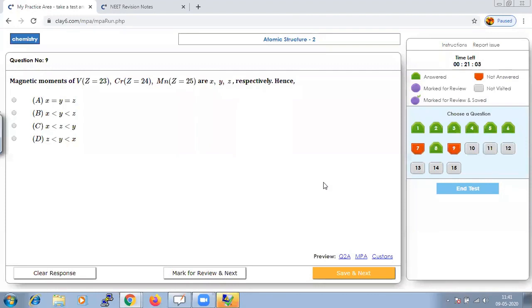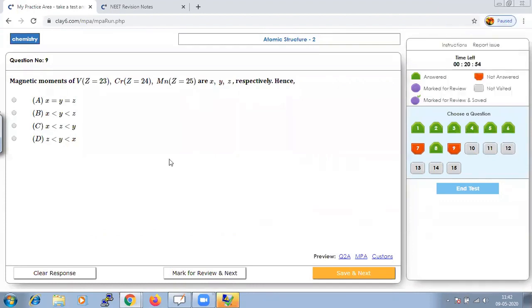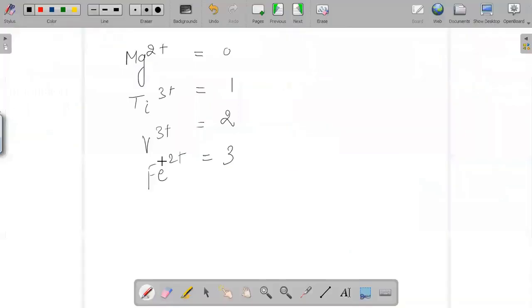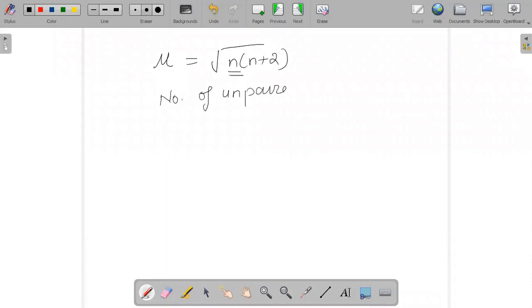How do we relate that? There should be a relation. Hence, we say that magnetic moment, you have a formula in order to analyze this. We could say, simple: magnetic moment is mu, and that is root of n into n plus 2. And n is nothing but the number of unpaired electrons.